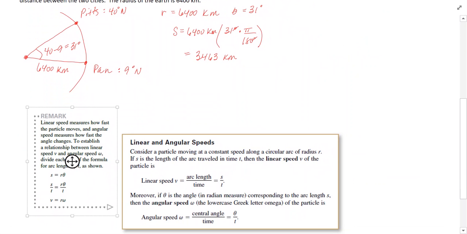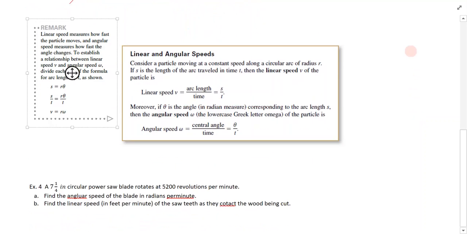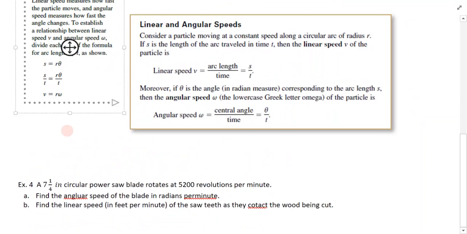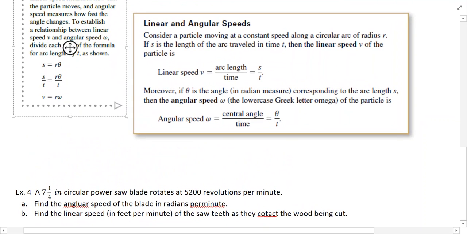Remember the formulas for linear and angular speed. So the linear speed, which is a velocity along a straight line, or along the edge, let's say, right? Linear speed is just velocity. Linear speed is defined as the arc length over time. Can I move it up now, Riley? We good? All right. So linear speed is defined as the arc length over time.